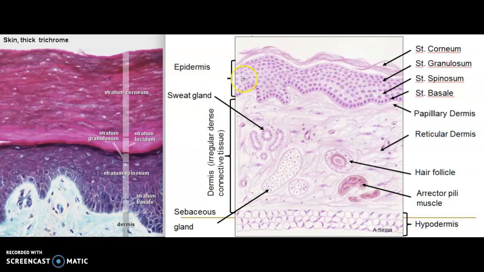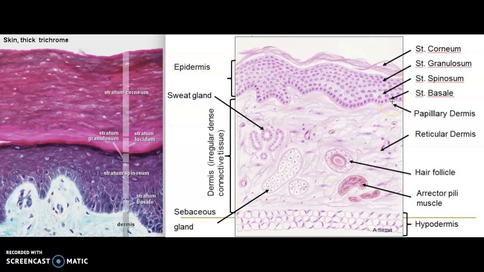So the first layer is the epidermis, which can be seen here, and this is composed of 5 layers. On the top we have stratum corneum, then we have stratum lucidum right here, and then we have stratum granulosum, which is right here, and then we have stratum spinosum, which is right here, and then we have stratum basale, which is right here.